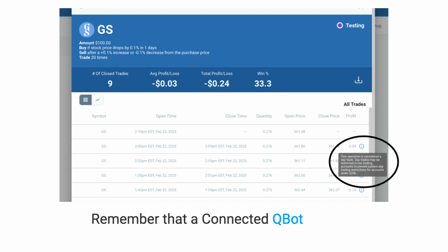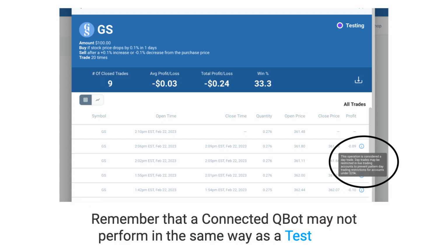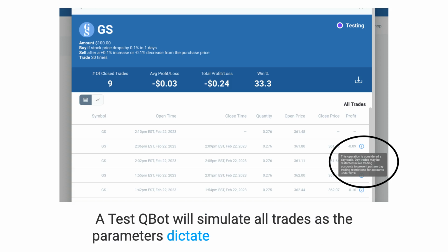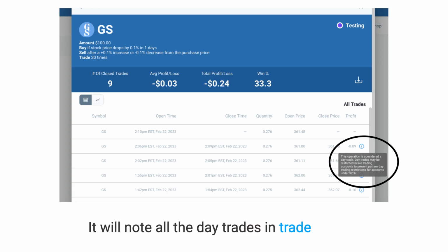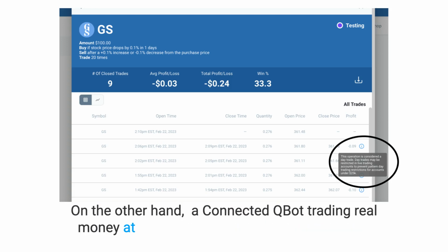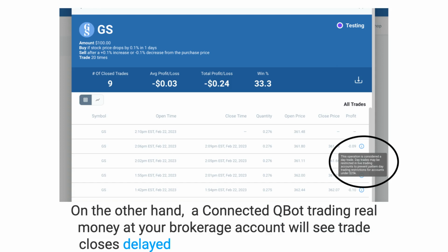Remember that a connected QBot may not perform in the same way as a test QBot. A test QBot will simulate all trades as the parameters dictate without regard for PDT. It will note all the day trades in trade history. On the other hand, a connected QBot trading real money at your brokerage account will see trade closes delayed if there is risk of triggering PDT.